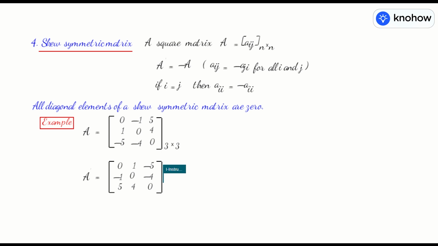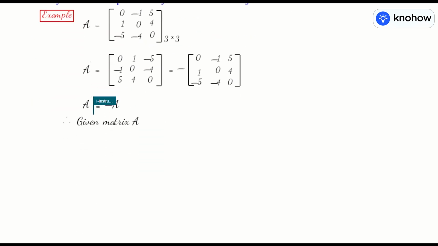Take a negative sign common throughout. Taking negative common means multiplying or dividing each element by negative 1. You get 0, -1, 5, and you get 1, 0, 4, and you get -5, -4, 0. Isn't it the same as the given matrix A? So you get A dash equal to -A, and hence the given matrix A is a skew symmetric matrix. So that is about skew symmetric matrix.